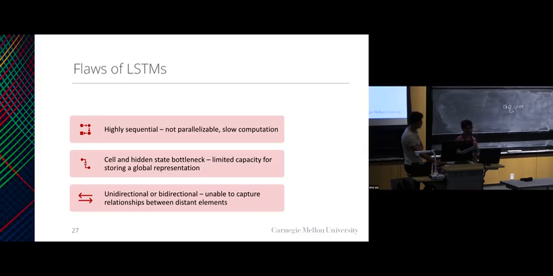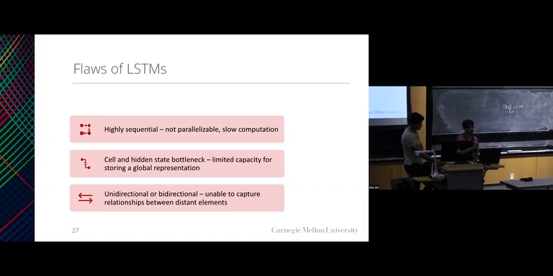The second issue is that you have this bottleneck where the cell and hidden state capture all of your information that goes across elements of your sequence. So if you take an entire sentence and then need to produce a translation, by the end of the sentence you need to capture all of the information in that sentence, and that can be very difficult. And then the final issue is that of unidirectionality.